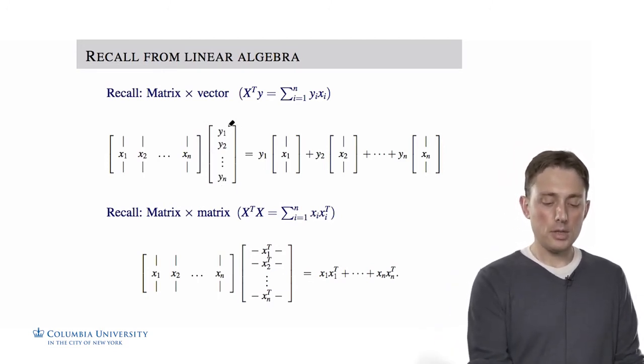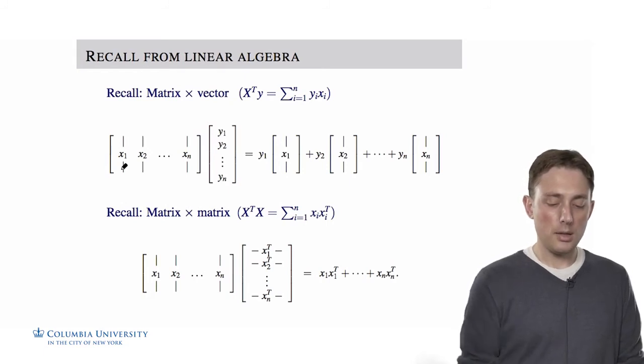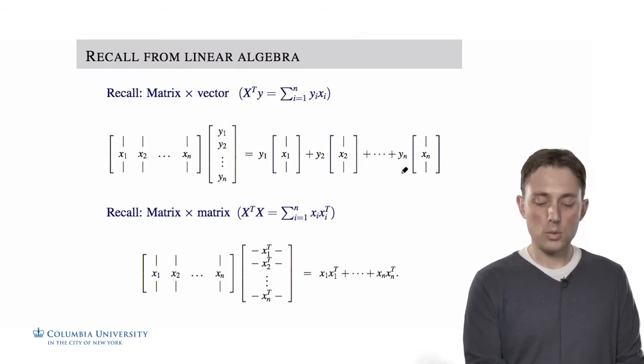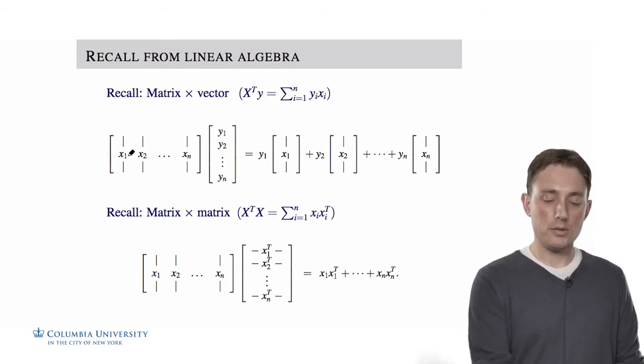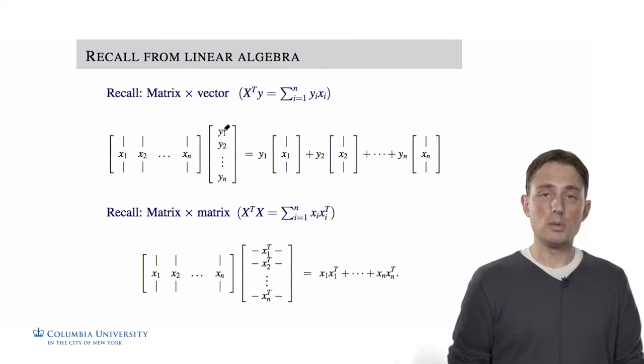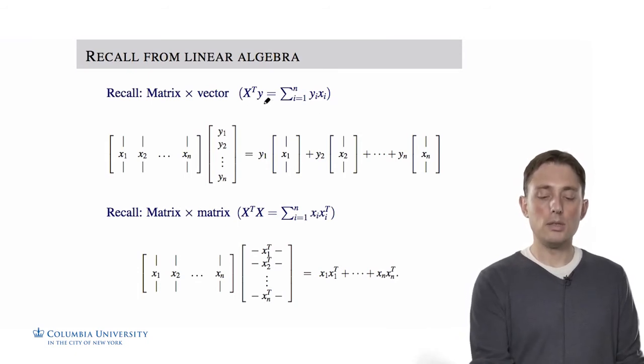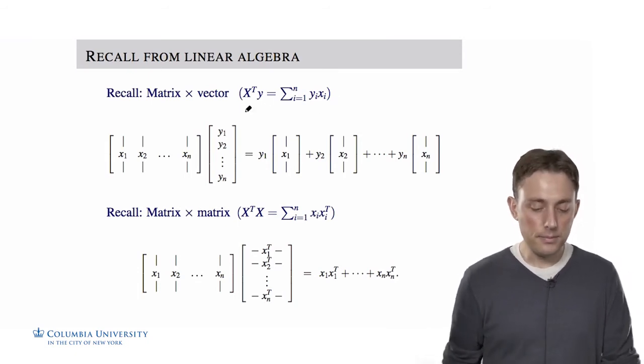We simply take the first dimension times the first column and add to it the second dimension times the second column, all the way to the nth dimension times the nth column. So this is how we think of a matrix vector product. It's taking each column of the matrix X, scaling it by the corresponding value in the vector y, and then adding those up. And that's simply what these two notations are doing.